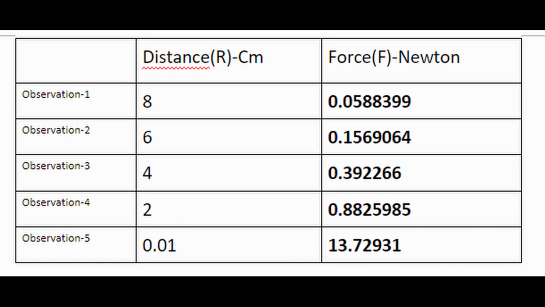After getting the measurements, we have the following data chart. In our data table, we can see that as distance decreases, force increases. We can also see that as distance decreases, rate of change of force also increases. This result is plausible and is consistent with the theory.